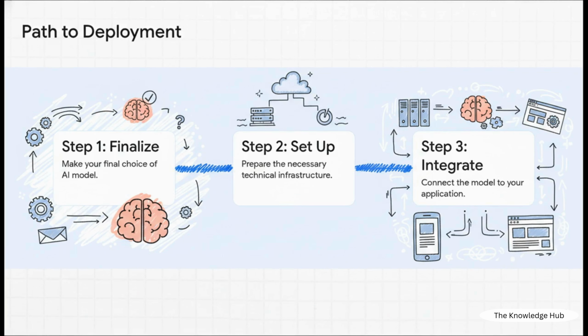So what does that actually look like? It really just boils down to these 3 steps. First, you finalize your model choice. You lock it in. Second, you set up the infrastructure. Think of this like laying the pipes and the wiring so the AI can actually run smoothly. And finally, you integrate it, which is just a fancy way of saying you plug that AI into your app or your website so it can start doing its job for your users.